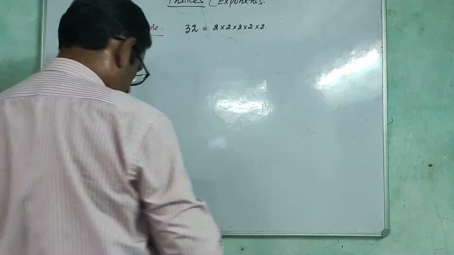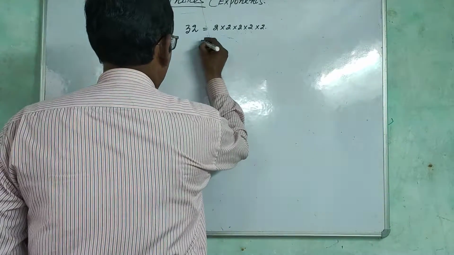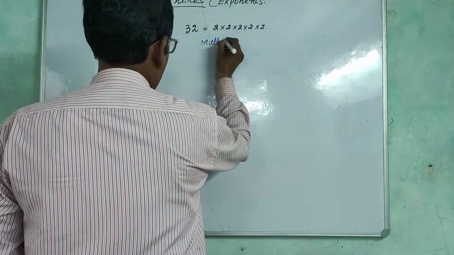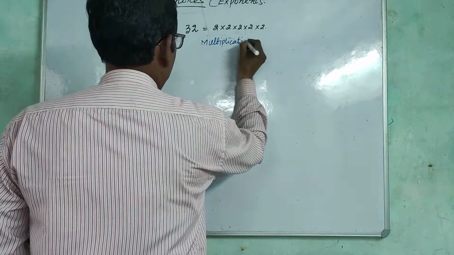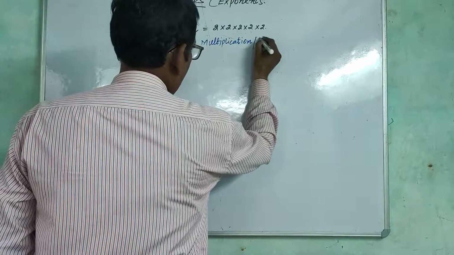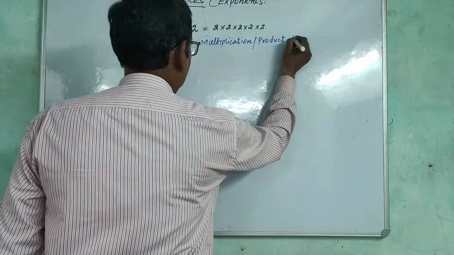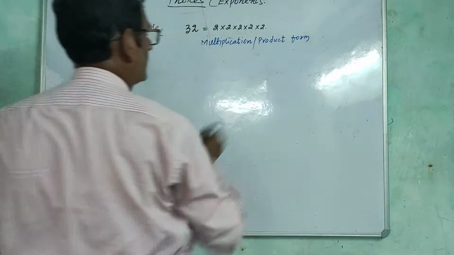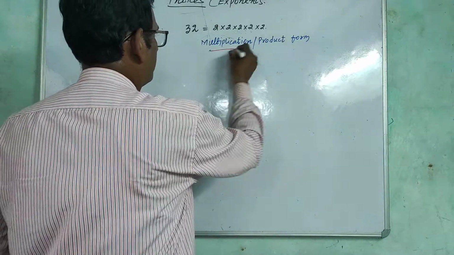This is called multiplication form or product form. This is known as multiplication form or product form.